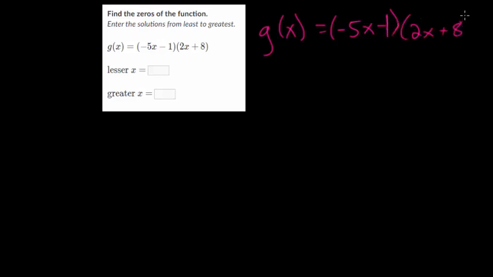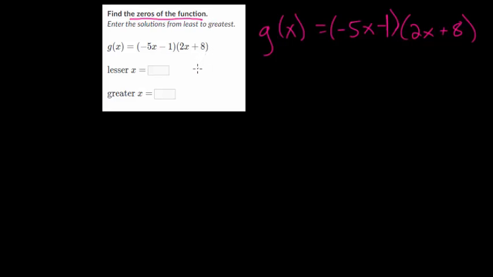And with all of these, I'm just going to rewrite it. So g of x is minus 5x minus 1 times 2x plus 8. And this one's a slightly different problem, but ultimately it's the exact same process for solving it. So they want us to find the zeros of the function.